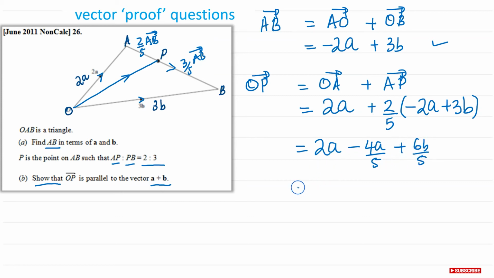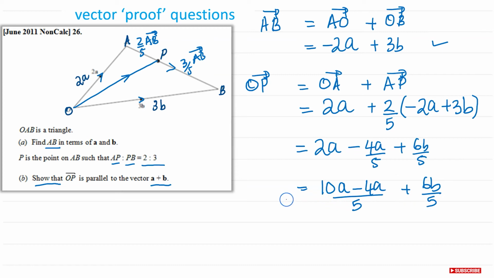Now let's put this together. I'm going to multiply by 5 here in order to have a 5 as a denominator, which means now I'm going to have 10A. So 10A take away 4A over 5 plus 6B over 5.